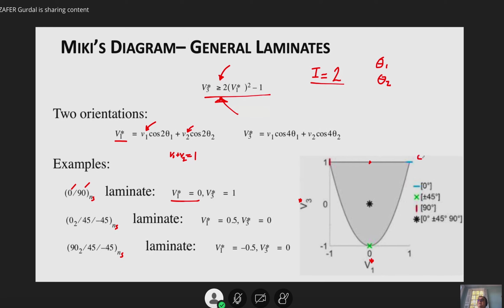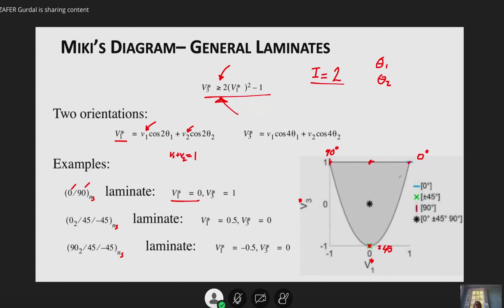Now remember, this was purely 0 degree ply. This was purely 90 degree ply. And this was purely plus minus 45 degree ply here. These 3 points, this point, and that point. When we have a laminate which is 50% 0, 50% 90, we get halfway between 0 and 90.